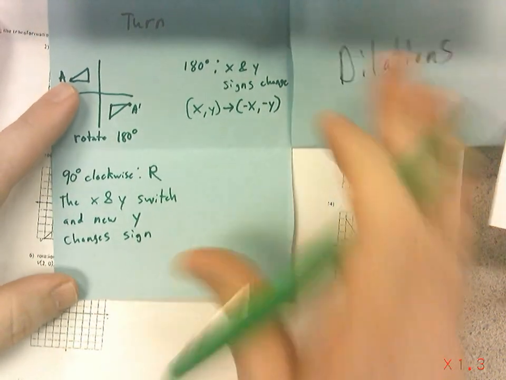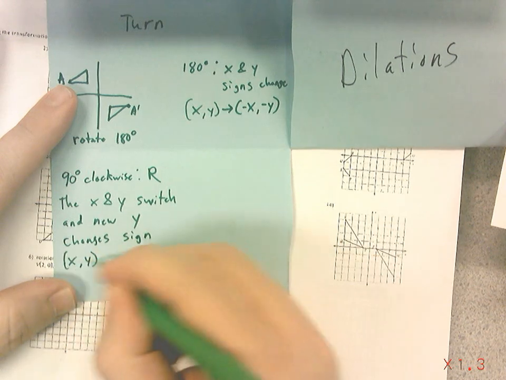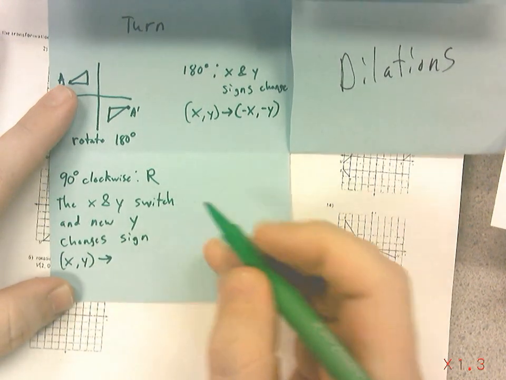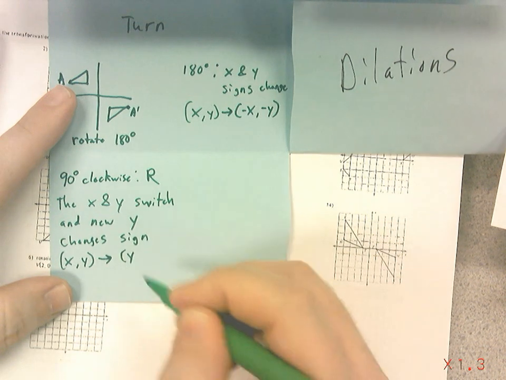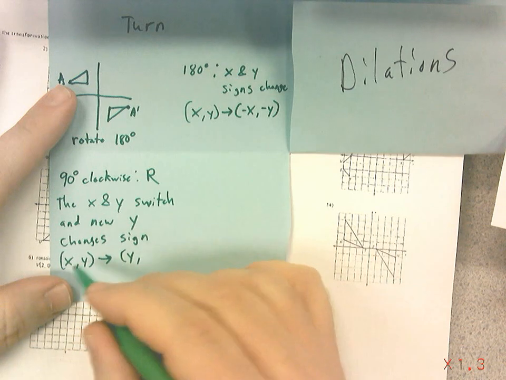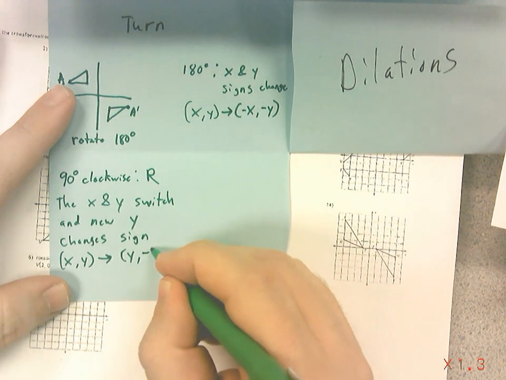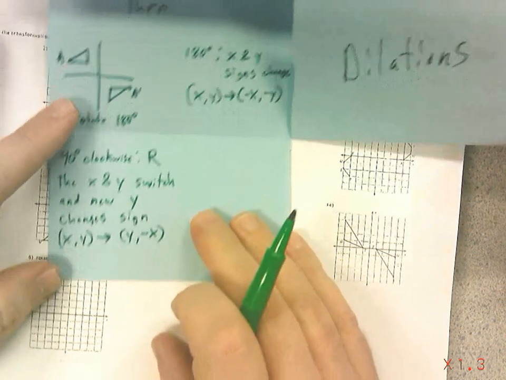So for example, if you have your generic x and y, the y would go where the x was, and then the new y coordinate would be the previous x coordinate, and they would change signs. Okay? So the new y changes signs.